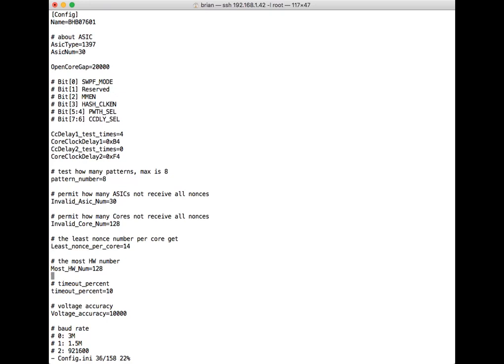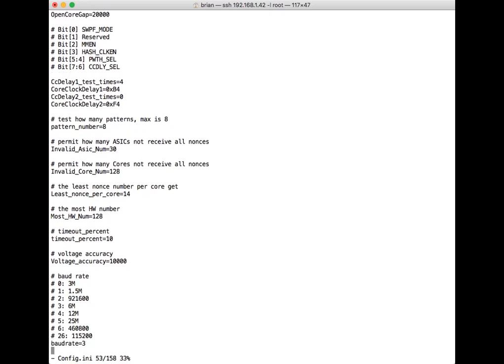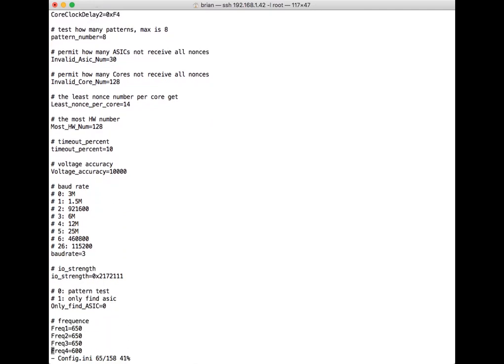So anyway, there's all sorts of stuff. Part of this is documented in the Bitmain manual. So this is its communication rate. Baud rate is 3, so it's doing 6 megabit evidently. I don't know what IO strength is. Here's the one thing you should be able to change in your config. All the rest I might not. But if you only want it to find ASICs and stop and not do the pattern test, which gets your board hot and will burn up a chip if you don't have a heat sink on, you would set this guy to 1 right here.